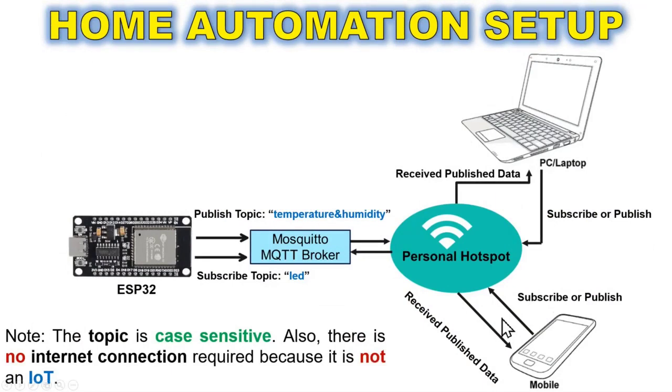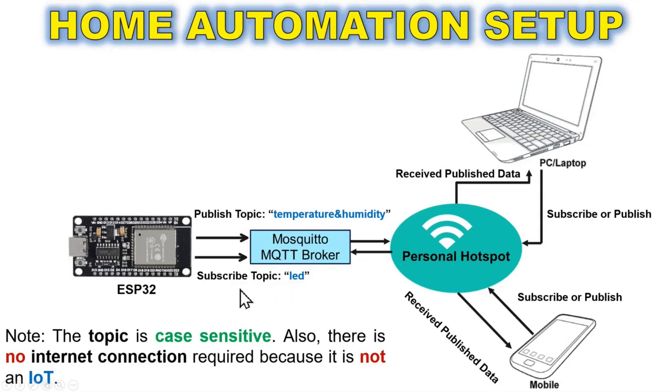This is the setup for my home automation project. The ESP32 microcontroller will publish a topic entitled Temperature and Humidity, with message data containing the temperature in degrees Celsius, humidity, and then the status of the LED bulb to the Mosquitto MQTT broker.